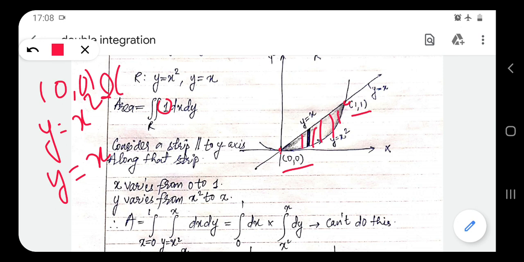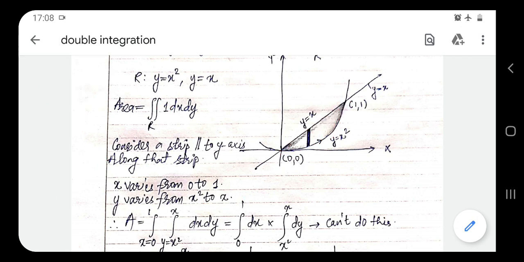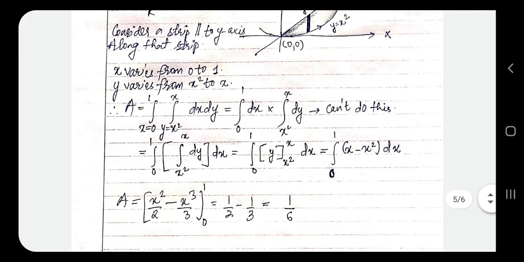So what is the lower limit for y? The lower limit for y is this curve and the upper limit for y is this curve. So y is running from x square to x. So that area is, put the limits, x is running from 0 to 1, y is running from x square to x. This is how I have solved this.